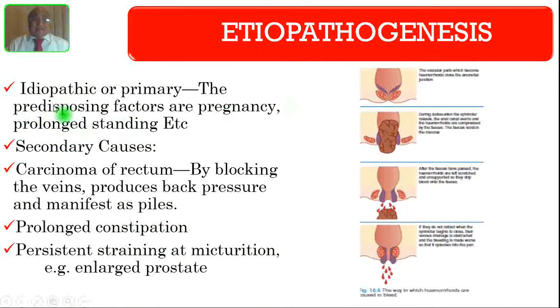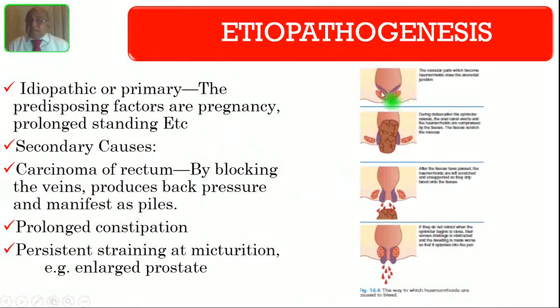So coming to the exact cause, it is idiopathic or primary. The predisposing factors may be pregnancy or prolonged standing, etc. For the secondary causes, usually there is some underlying pathology like carcinoma of the rectum that blocks the veins, producing back pressure, and that manifests as hemorrhoids. Prolonged constipation or persistent straining at micturition because of BPH can also produce hemorrhoids.